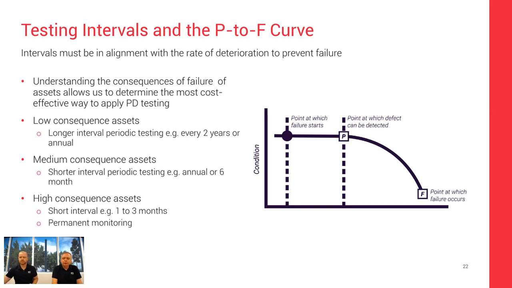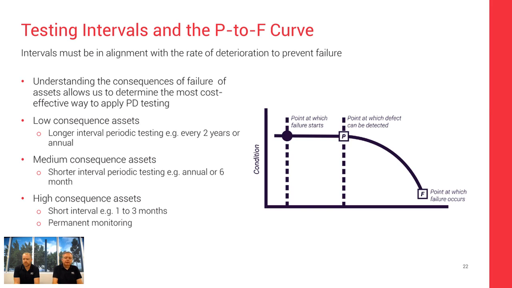If we knew that we had a very defined period of time, say 1 year, then the RCM approach would be to halve that and make a testing interval of every 6 months. Unfortunately, the different types of defects tend to have much different P2F intervals. For that reason, using consequence is more the approach people are taking to determine how frequent testing should be, and also the acceptance of failure.